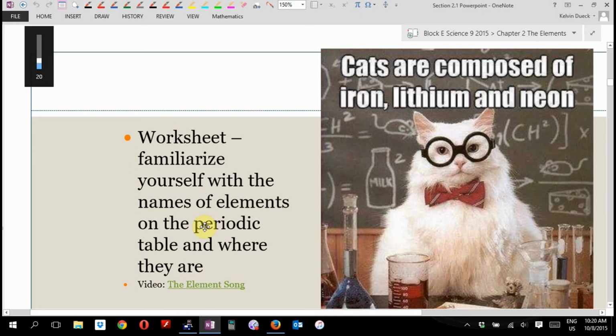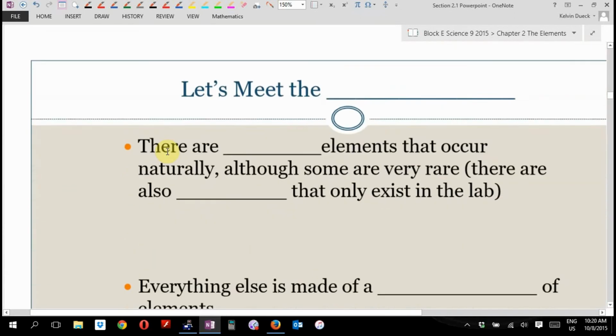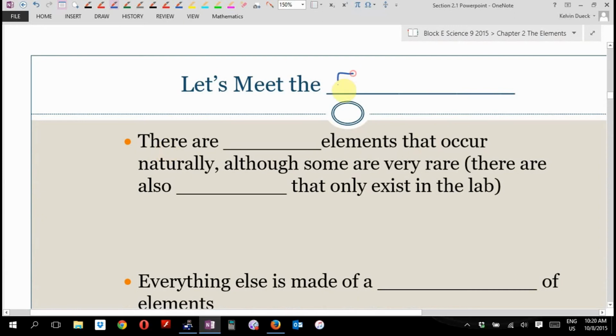So we left off last day. I think I had played for you the periodic table of the elements song. Oh, there's more where that came from. So I said, pause here. Let's meet the elements. That's what goes in that little blank.